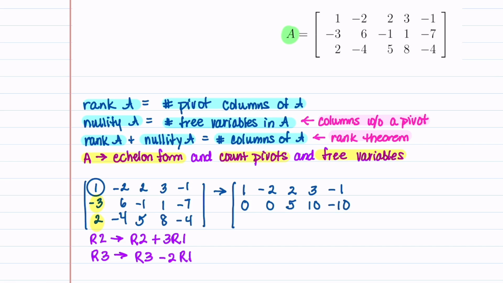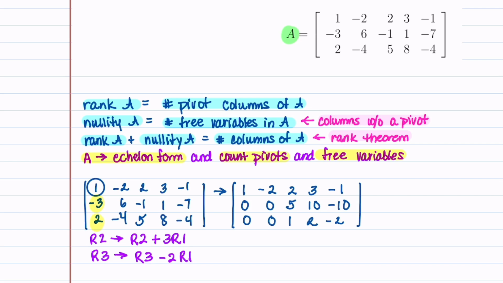Now let's look at the third row. We're going to multiply our top row by minus 2 and add it to our third row, and we get a 0. We have a minus 2 times a minus 2 is a 4, minus 4 is 0. And then 2 times a minus 2 is a minus 4, plus 5 is 1. And then we pick up a minus 6 plus 8 is 2. And then lastly, we pick up a 2 minus a 4 gives us a minus 2.